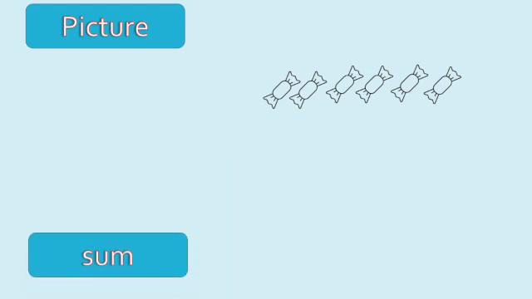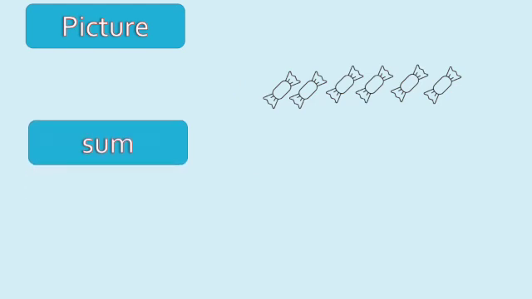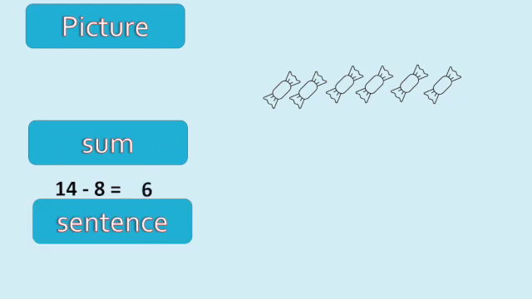So we are going to do our sum. 14 take away 8. 14 minus 8. We have 6 sweets left. So you're going to answer the question, how many sweets are left? Judy is left with 6 sweets.